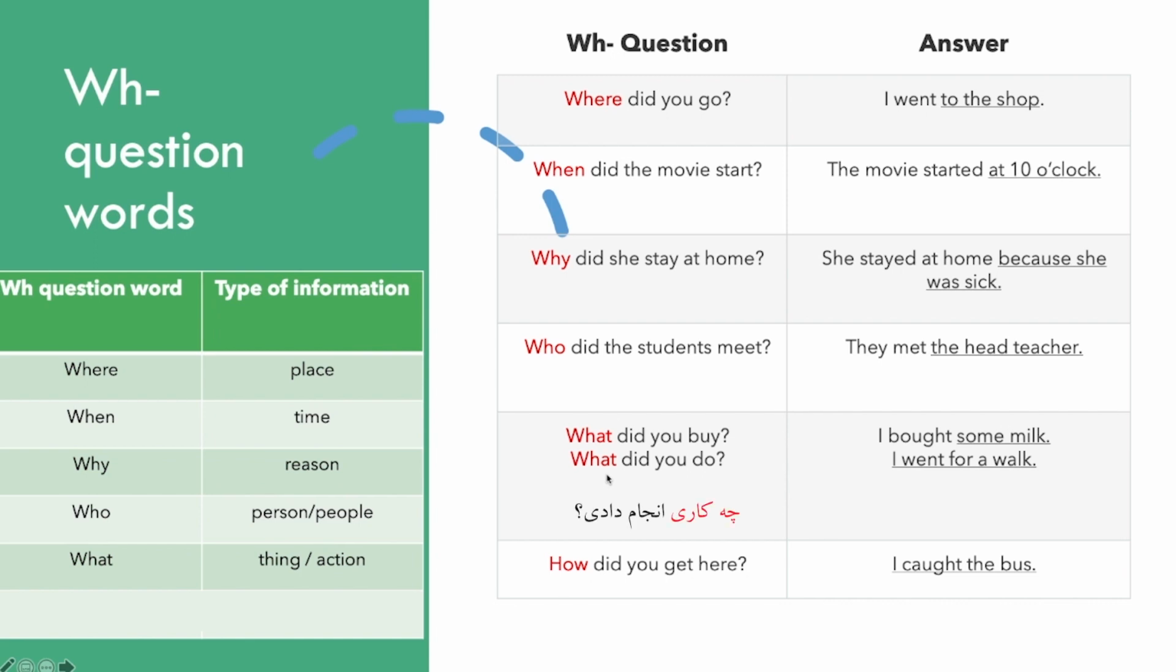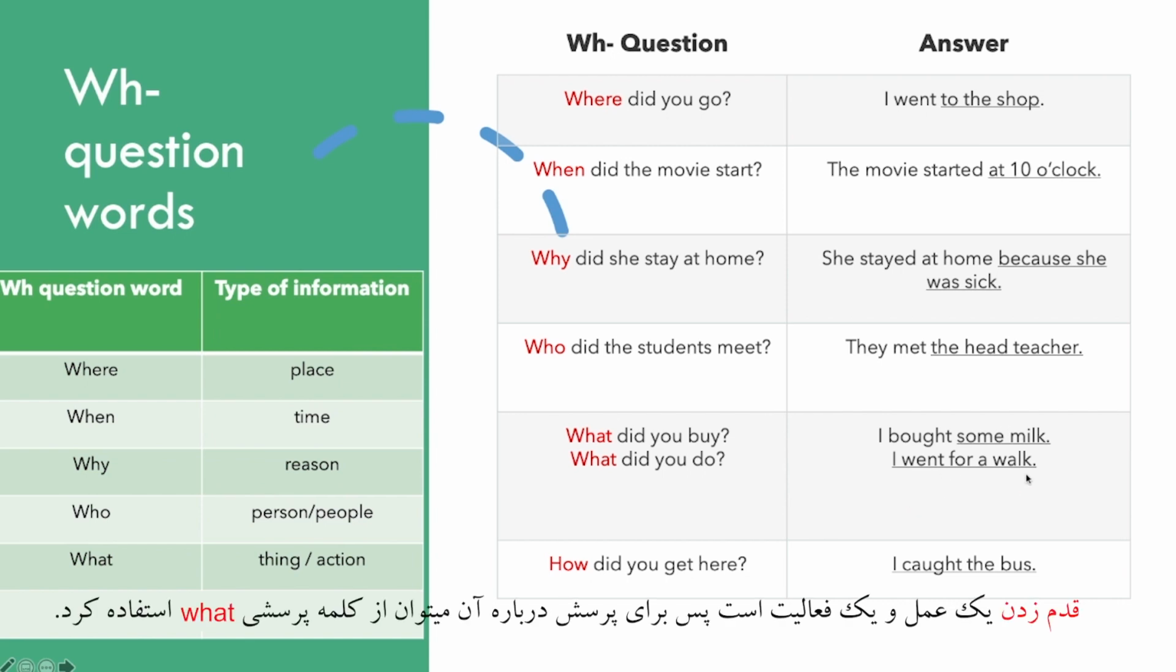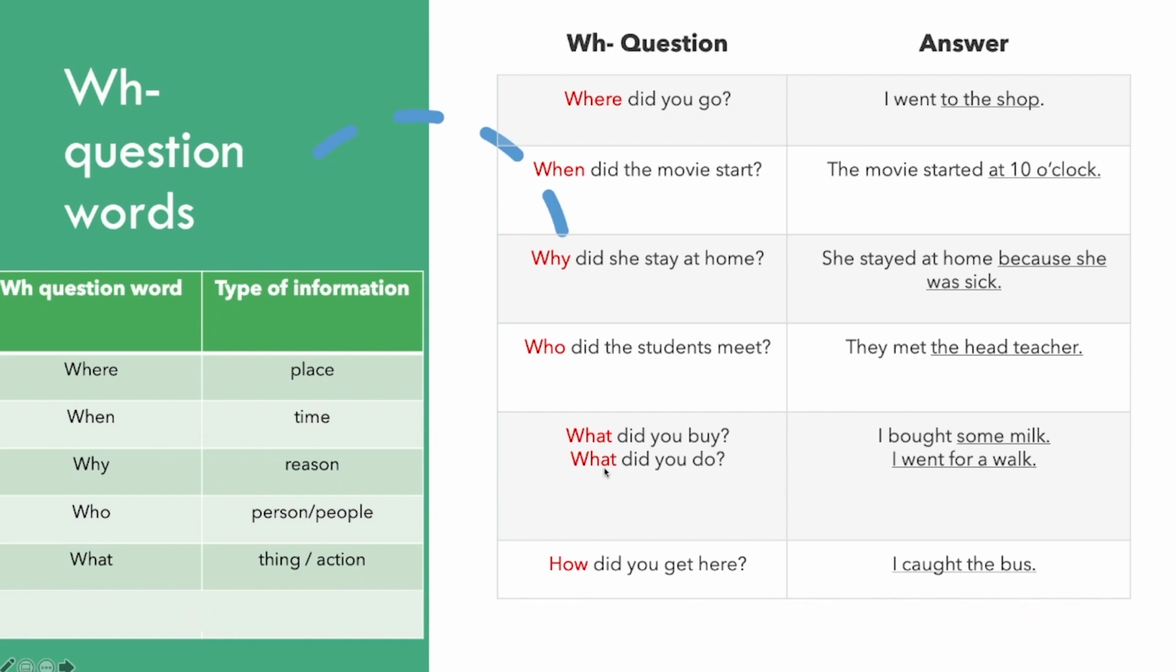Number two, what did you do? Answer, I went for a walk. So walking is an action or an activity, so we can use what in the question. So what for things or for actions.